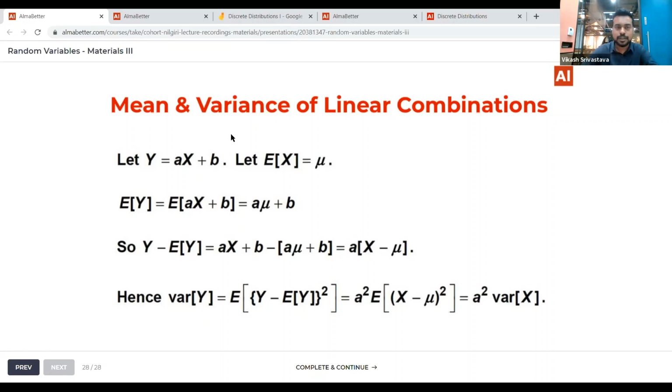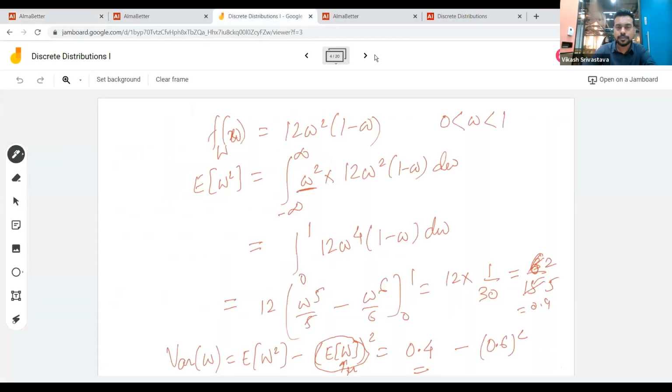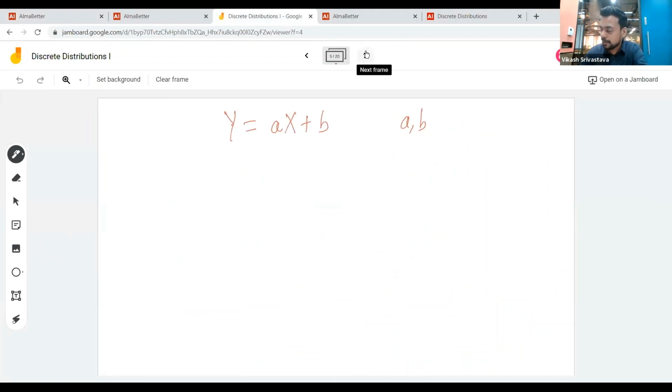Okay, so let's say our y is a random variable which is defined as ax plus b, where a, b are just scalars, and x is a random variable. In fact, I'll call this a continuous random variable. Now what we want to do is calculate the expectation of y.